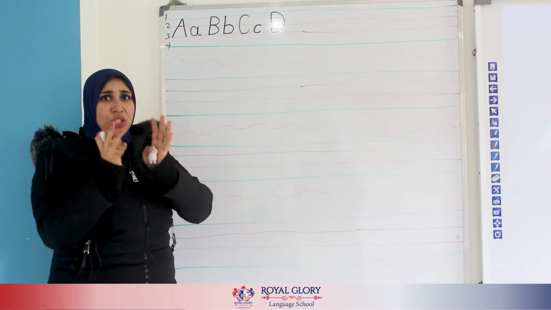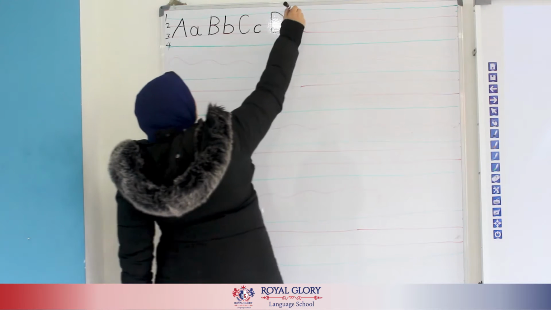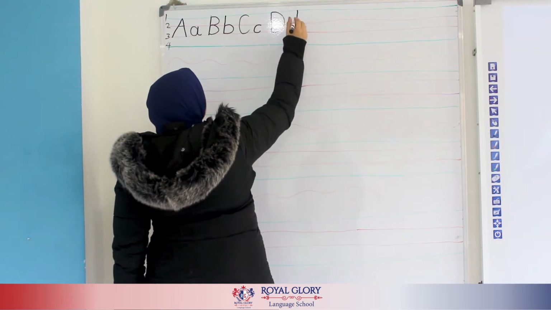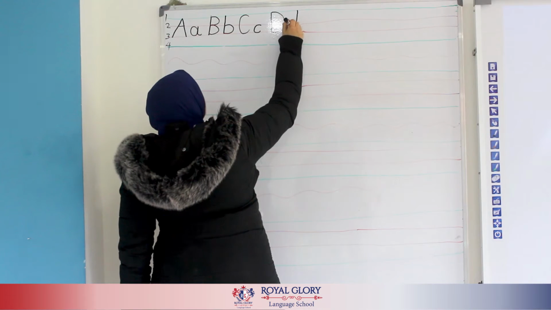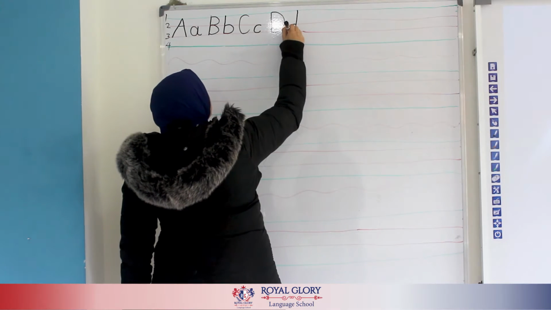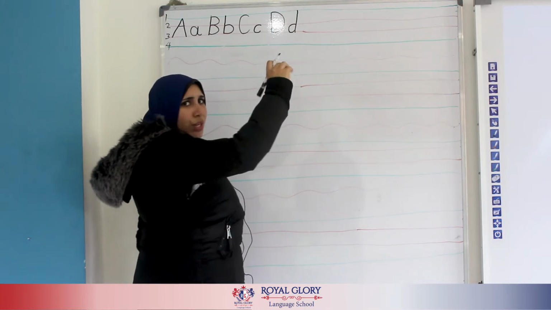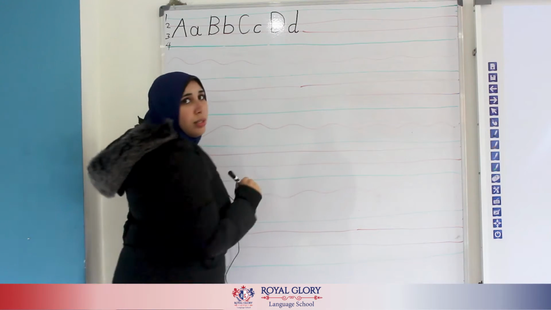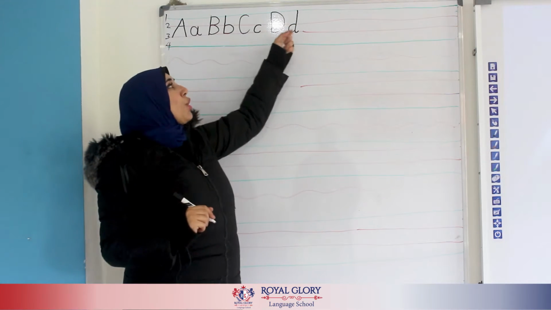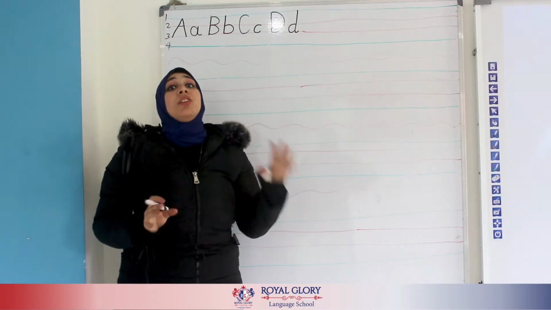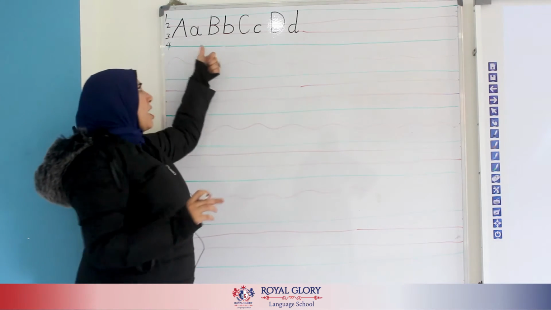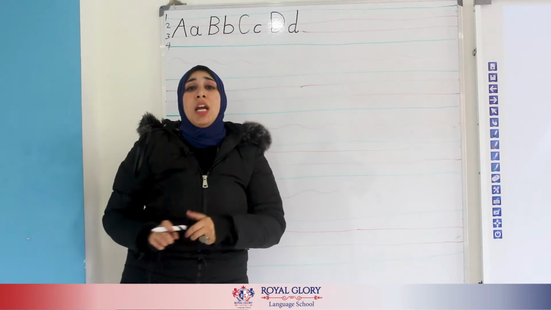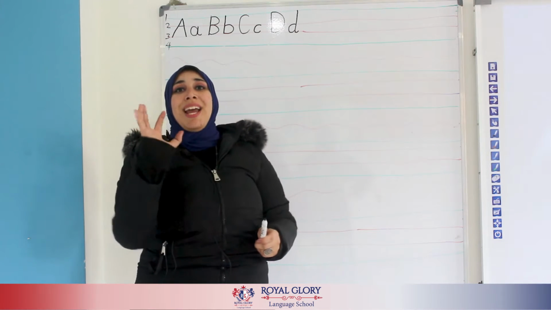The lower case of sound D. From line number 1 to line number 3, down, down, down, and make a semicircle in the right. Yes, I'm sorry, in the left, okay, and make a small tail. This is the lower case of sound D. Okay, A, B, C, D.